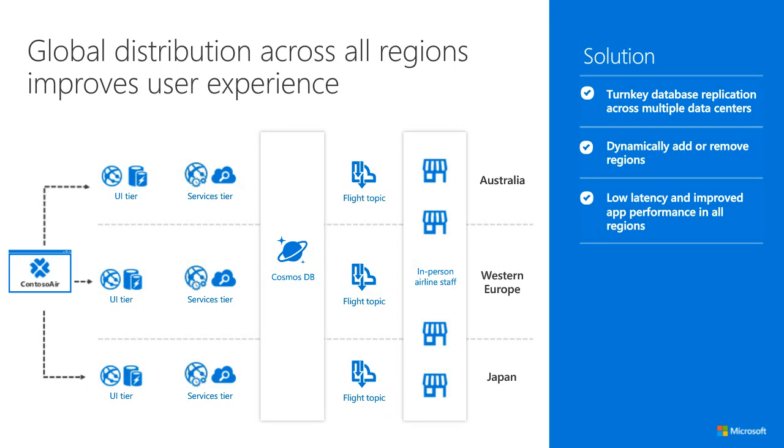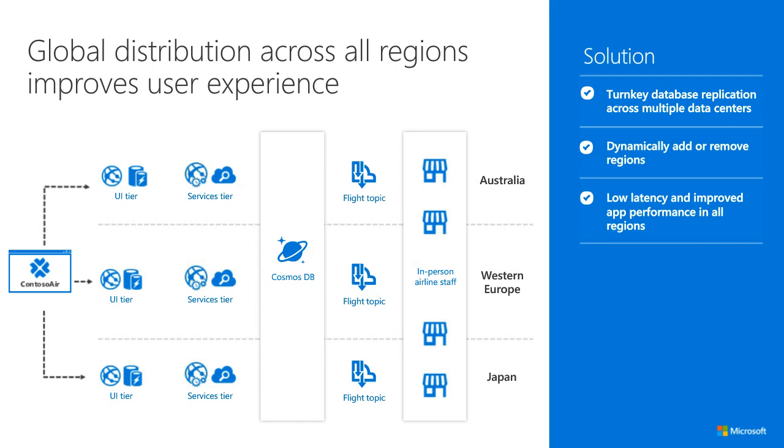And so this is just a simple architecture for how they would do it. You can see that Contoso Air has a UI tier. This is based in three different regions: Australia, Western Europe, as well as Japan, just because they are a global company. And then they have their services behind it which backs it up. You can imagine your services could be App Service, web service, anything else. And they're all linked to the same Azure Cosmos DB database.